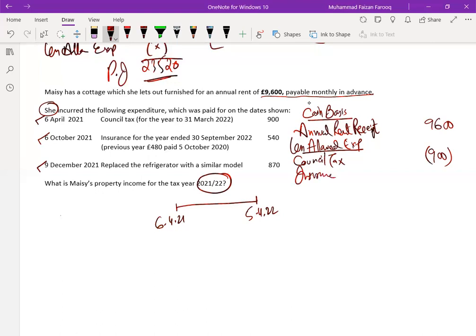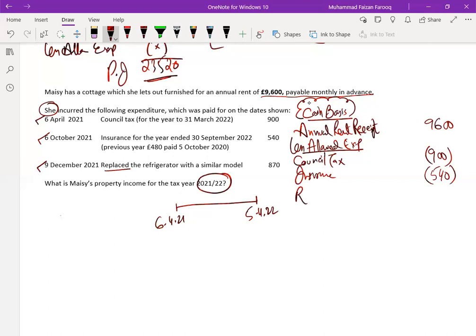Insurance. Which basis are we using, cash or accrual? We are using cash. So we will prorate it as per the months, or we will take out some months from the previous year end, or we will take directly 540. What should I do? We'll take 540. Correct, because on 6th October 21, he paid 540, means he paid it during the tax year, cash basis.